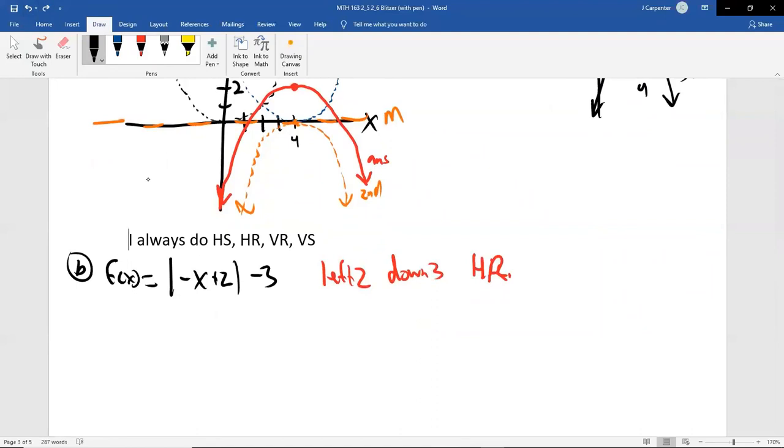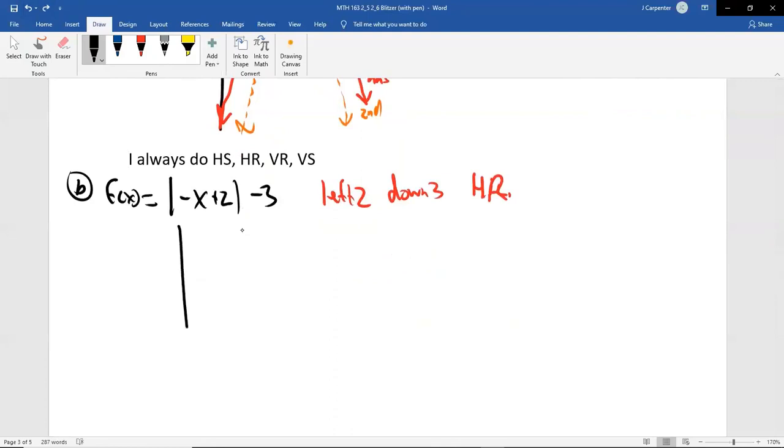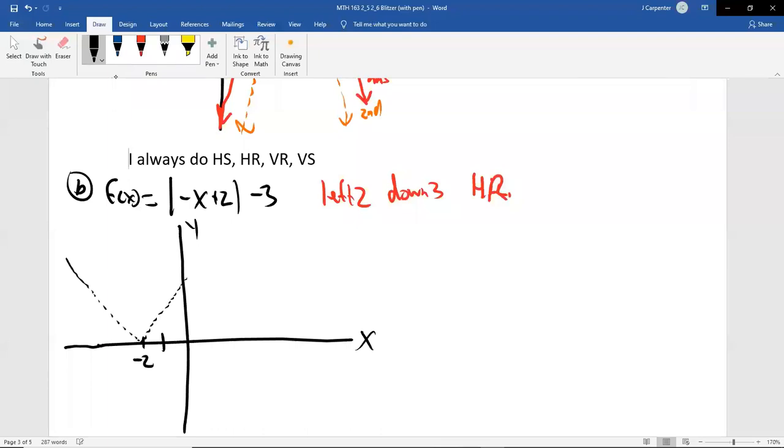Okay, so horizontal shift. So we're going to do the horizontal shift of left 2 first. Let's get our axes nice and big. There we go. So left 2 puts us over at negative 2 initially, and we'll do black for the first one. I'm actually going to skip drawing the original shape if you needed to. Here it was before we shifted it left 2. So there was just the absolute value of x, and then this would be the first step.